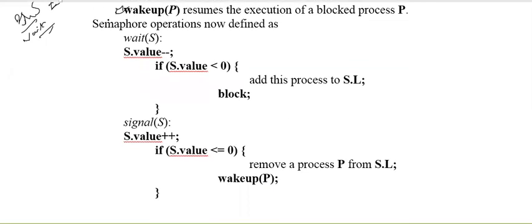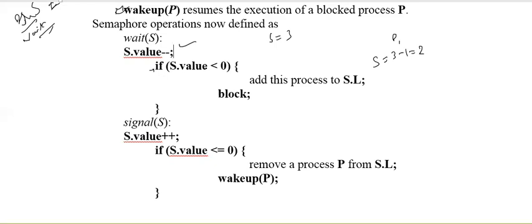Now here in the wait section, what I have done is, without checking, first of all, I am going to decrement the value. So suppose I have at the start 3 resources. Let's check one by one. Process P1 arrived. So value becomes 3 minus 1, that is 2. And it moves into the next one.